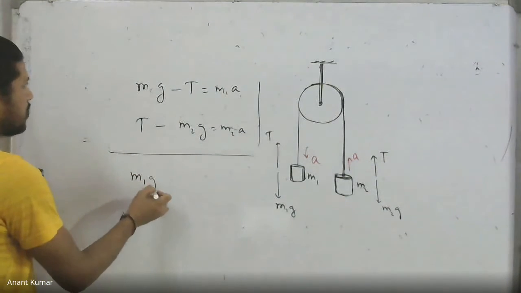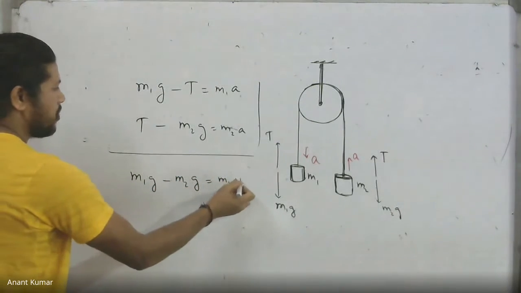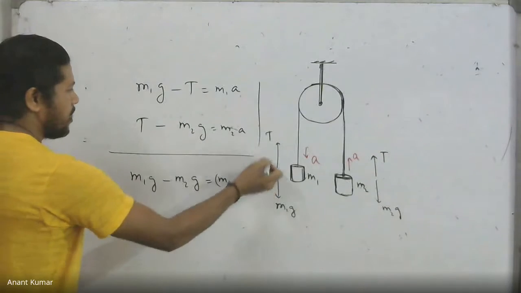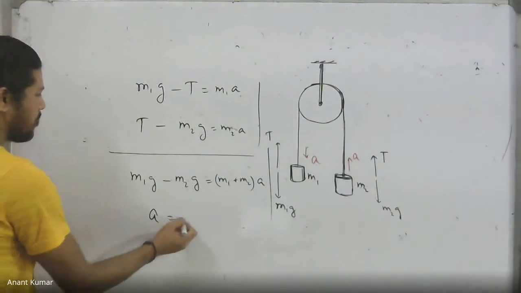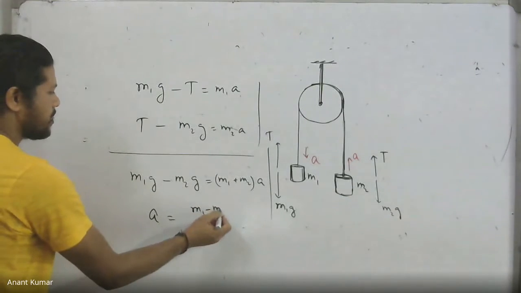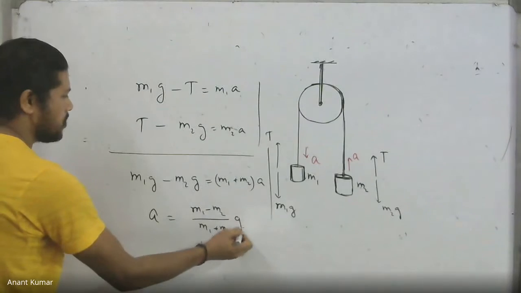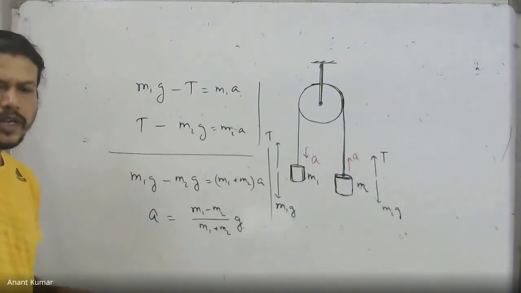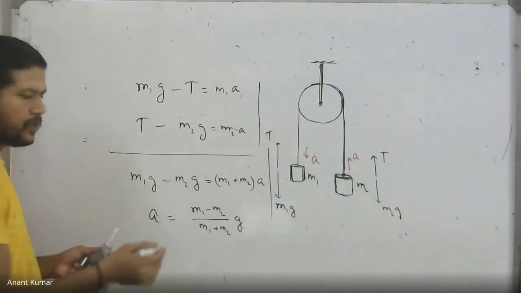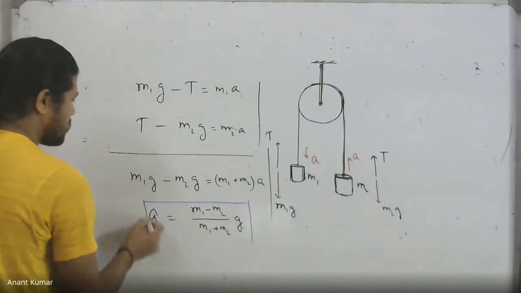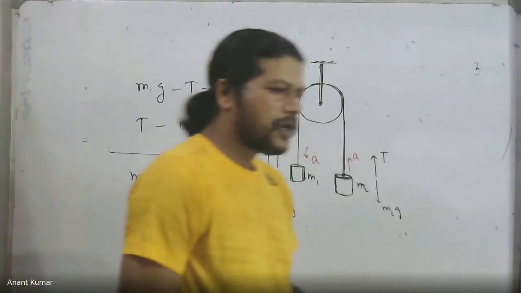If I add it up, I end up getting m1 minus m2 times g equal to m1 plus m2 times a. And that gives us the acceleration of this Atwood machine: a equals m1 minus m2 by m1 plus m2 into g. That becomes the acceleration for the Atwood machine, which is related to the two masses, the difference in the numerator, the sum in the denominator.